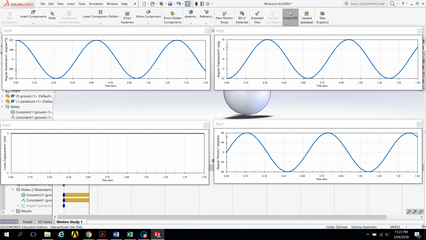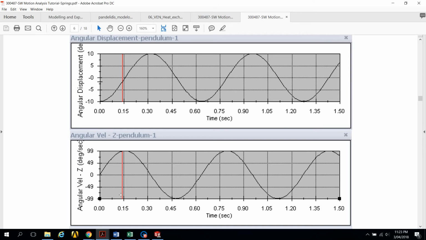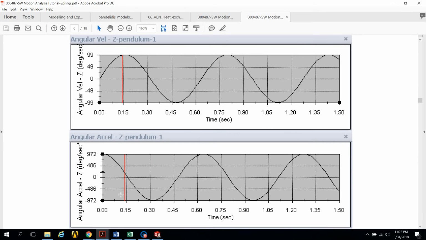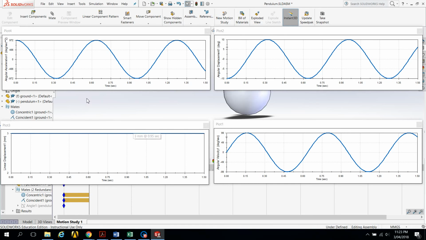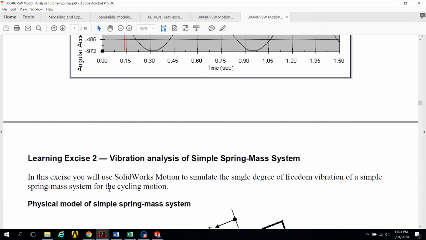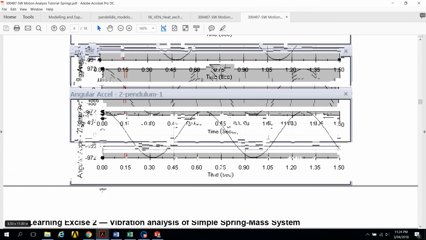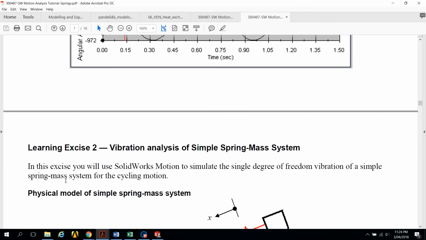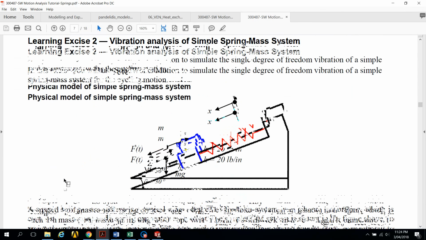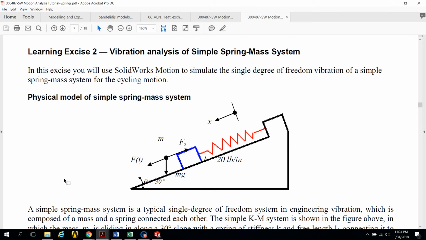And let's see if we have the angular acceleration as well. Angular acceleration, yes. So 972 to -972. Yes, and the bottom is going to be at 0.3 and so on. Okay, now we finish with this one. We are going to take these results and compare them to the results we have on the Excel sheet. Now the other type is the vibration analysis of the simple spring mass system.